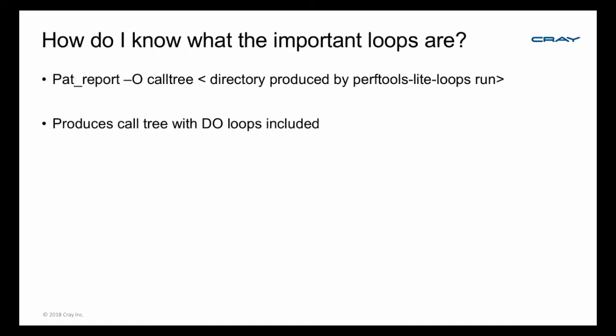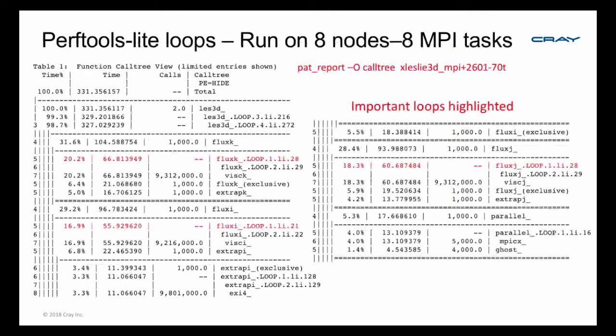Well, after I run the Perftools-lite run, I can do a pat report asking for the call tree and give it the directory produced by Perftools-lite-loops. Now, this produces a call tree with do loops included, which is phenomenal.